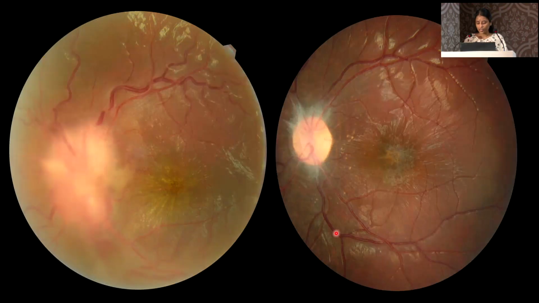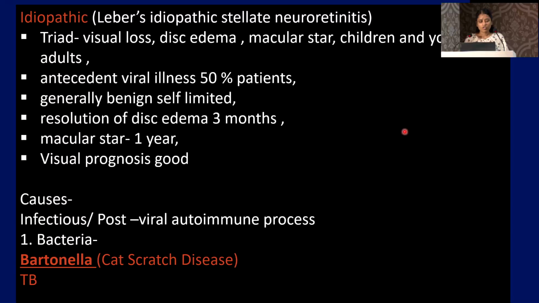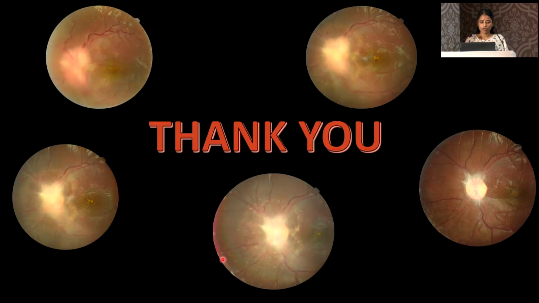The disc picture had improved much. There was a fibrous consolidation at the disc. There was a formation of ERM, and there is a disruption at the fovea and ISOS junction. The vision is still, even after 3 months, 6/6 partial. So mostly the neuroretinitis is idiopathic, and the diagnosis can be made after ruling out the causes, which can be most commonly Bartonella or TB, toxosyphilis, Lyme, leptospira, or the viruses, or it can be due to sarcoidosis. Thank you.